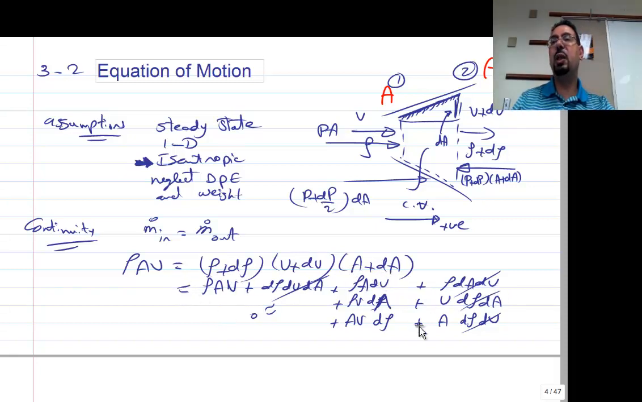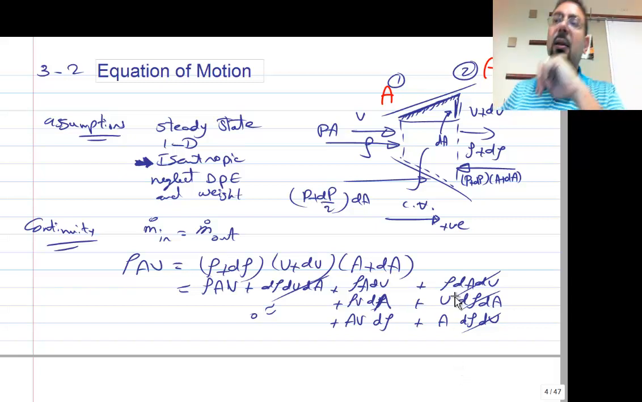So you multiply those things and you get those terms. A lot of terms, because there are basically just 3 brackets. Rho A V, d rho dV dA, which we'll call a third order term, first order terms which have dV, dA, and d rho, and second order terms. So I'm neglecting the second order and third order terms.